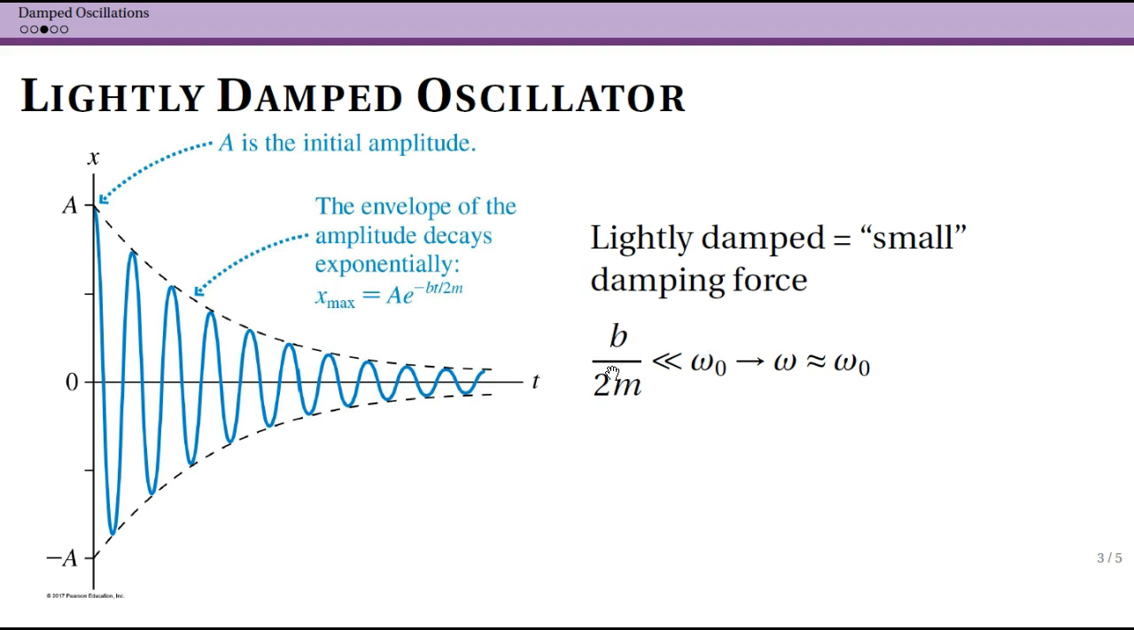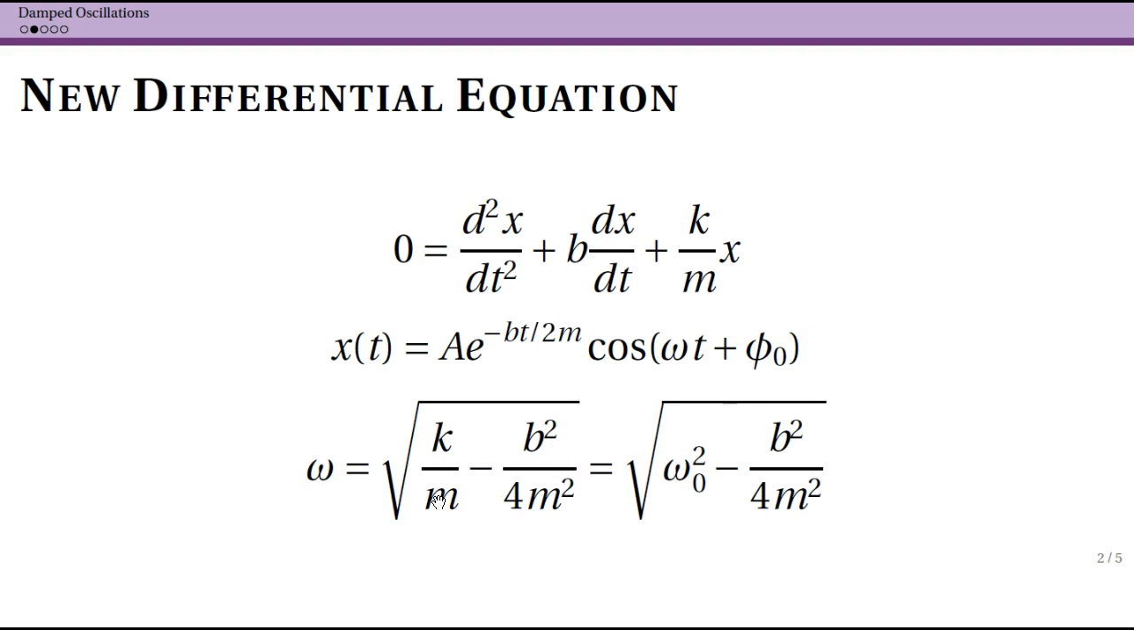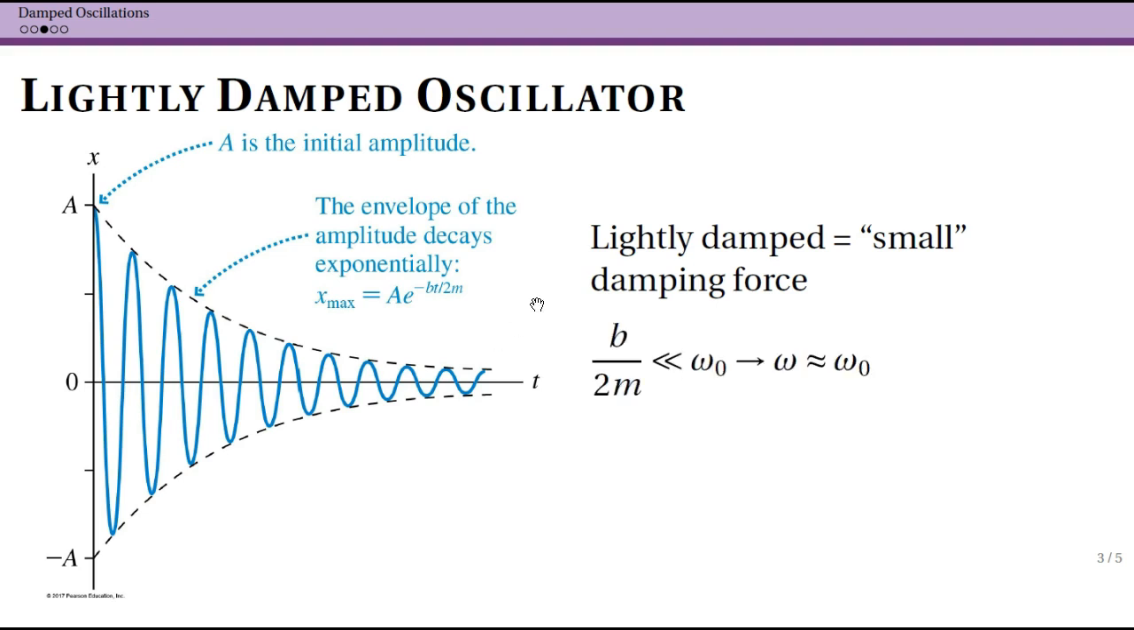So as long as b over 2m is small compared to this, then omega is approximately equal to omega naught. And that's really just saying compare these two terms, and as long as this second term is really small, then we can ignore it. And omega is approximately equal to omega naught squared square rooted, which is just omega equal to the square root of k over m. You can only do that approximation if b over 2m is much, much smaller than the square root of k over m. So again, this is an approximation that is only true in certain situations.